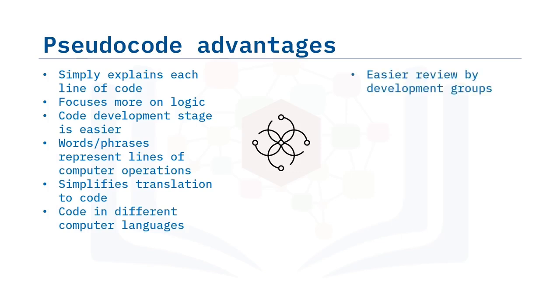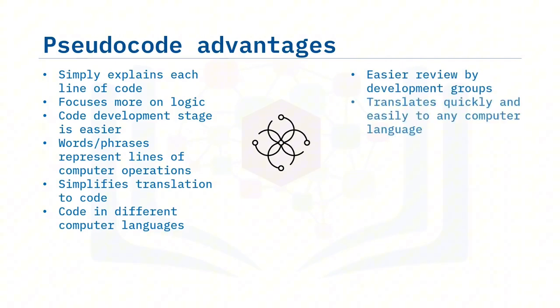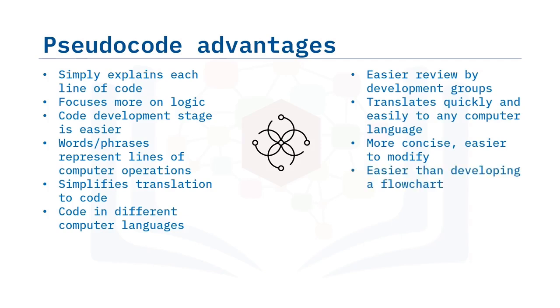Pseudocode can be reviewed by different development groups, easier than real code. Pseudocode is easier for non-programmers to read and enables quick and easy translation to any computer language. Writing pseudocode is more concise and easier to modify, so changes to the design can be easily incorporated. And lastly, unlike some flowcharts, pseudocode is usually less than 1 page.